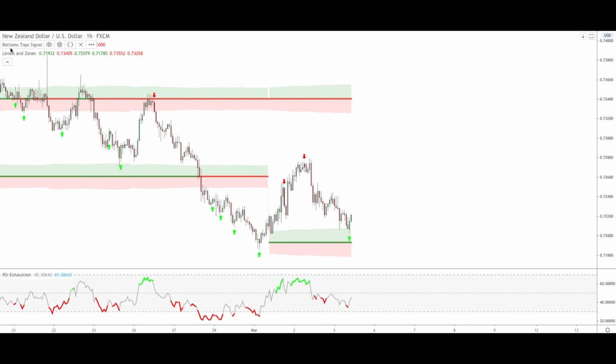Today I'm using the bottom stop signal, the levels and zones, and the RSI Exhaustion indicators.